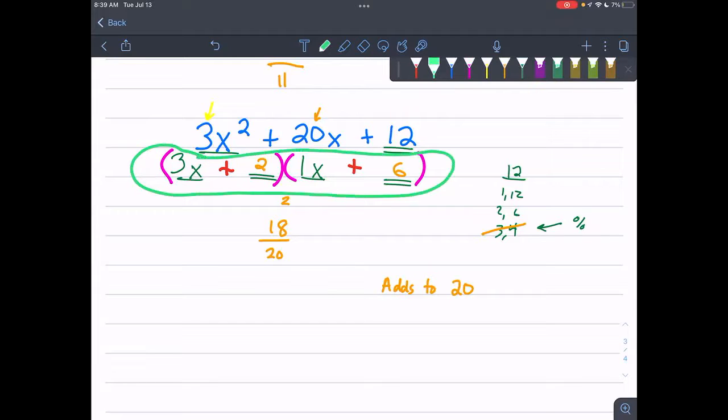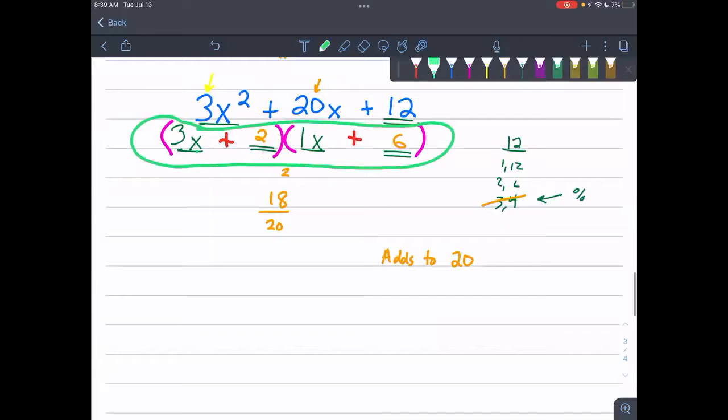This process will take a little bit of practice probably. But again, the first 2 things have to multiply to be the 3x squared. The last 2 things have to multiply to be 12. If you don't have this 3 out in front of x squared, you're just looking for a pair that multiplies to be 12, adds to 20. Since you've got the 3 out front, you're going to plug in your pair and then see down here if it works.